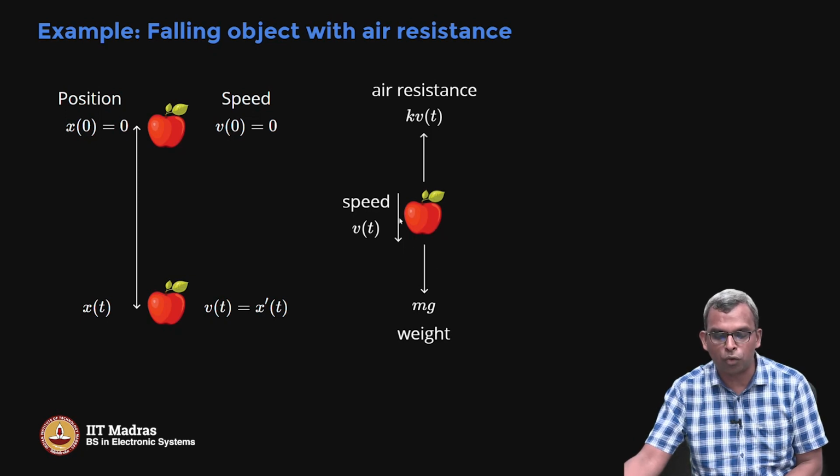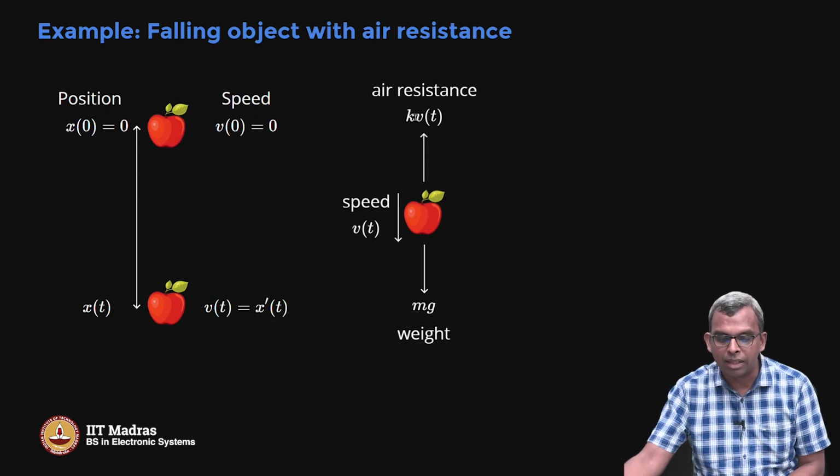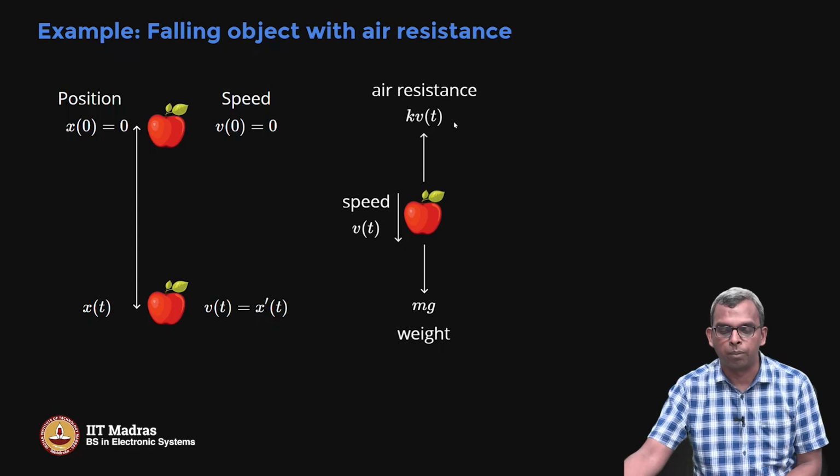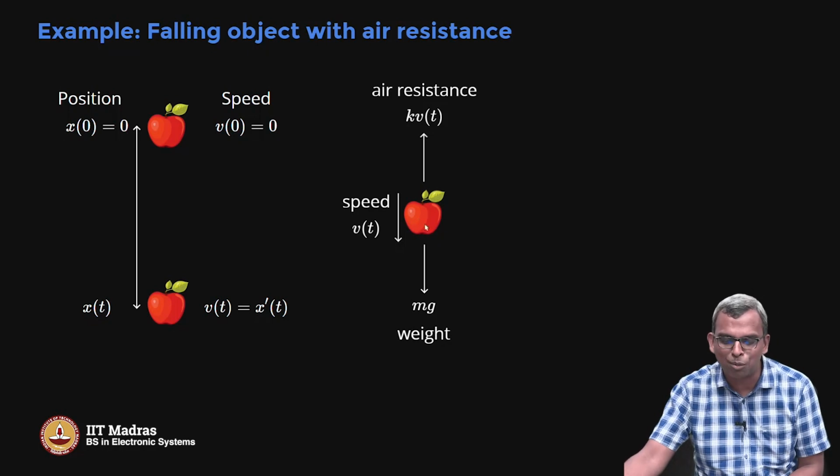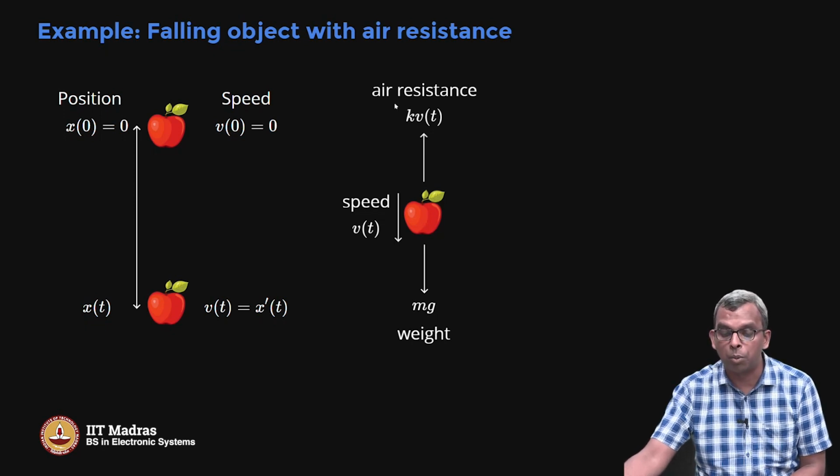Supposing an object is falling down with the speed of v of t. What are the forces acting on this object? There is a mass, because of which there is a weight mg. And it turns out there is air resistance, which is some constant k, could be 0.5, could be 1, whatever, multiplied by v of t. For small objects, at least, maybe not even as big as an apple, the resistance is proportional to the speed of the object, and it is against the direction of the speed. In this case, velocity's direction is downwards, so air resistance is going to be upwards, proportional to v of t.